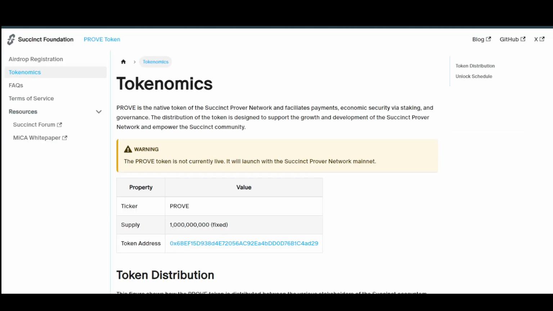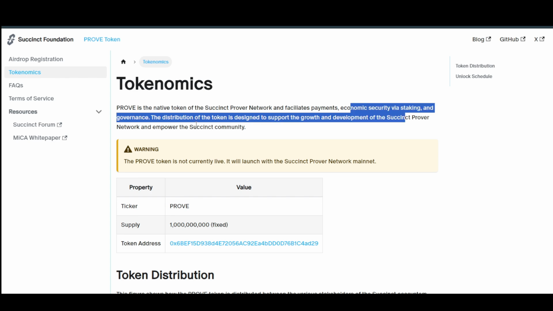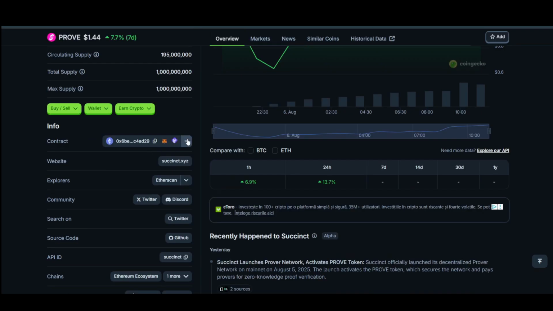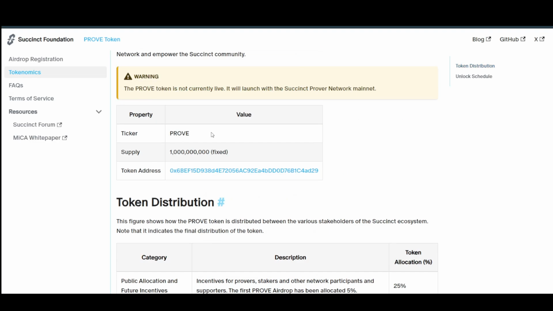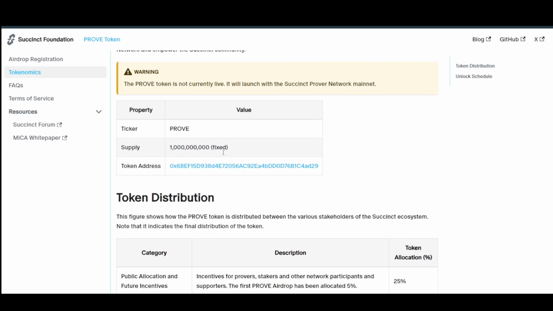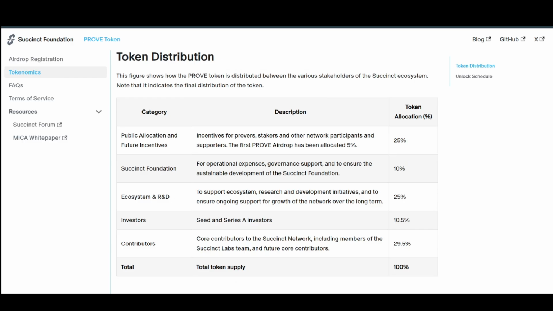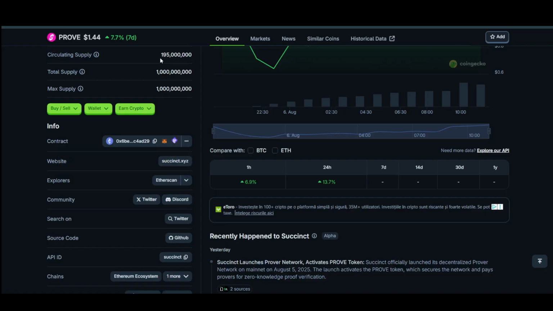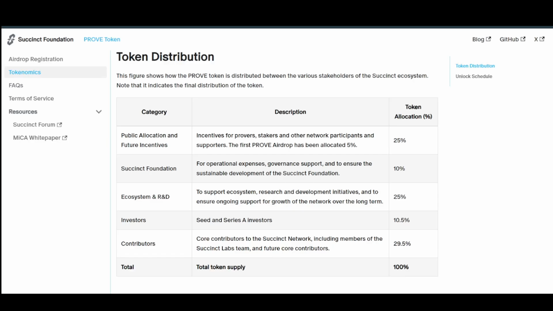Now if we want to talk about the tokenomics of the token, Proof is the native token of the Succinct Proof network and facilitates payments, economic security via staking, and governance. The token is available on Ethereum as well as Binance Smart Chain, as you can see here. Now it has a max supply of 1 billion. It is fixed. There won't be more than 1 billion tokens in the market, so that's pretty good. Now its initial token supply is like 195 million, as you can see here. So basically they gave like 25% to the public allocation and future incentives.